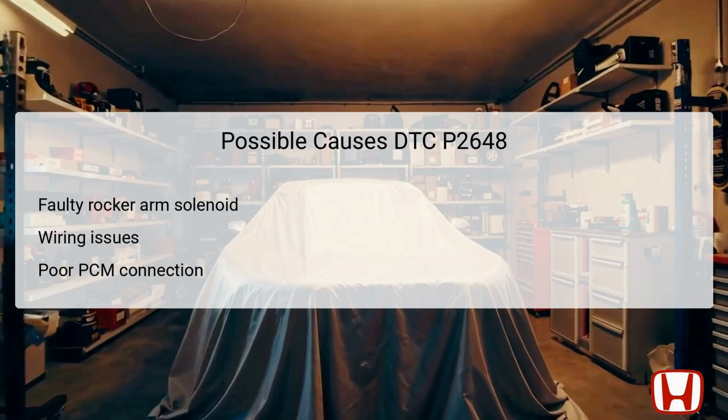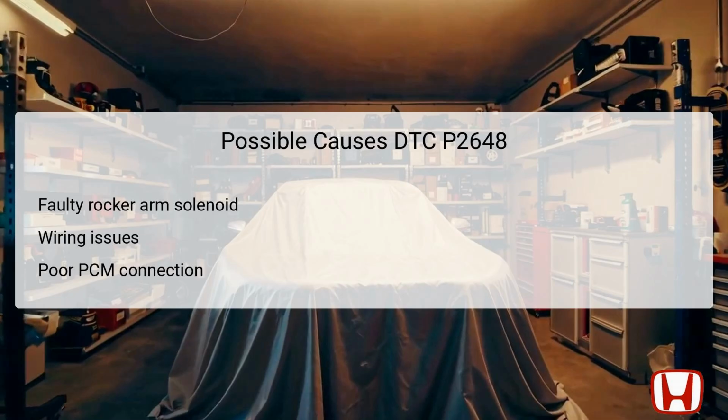Several causes can lead to the DTC P2648 occurrence. A faulty rocker arm solenoid may fail to operate correctly, restricting oil flow necessary for the operation of rocker arms. Alternatively, wiring issues such as shorts, frays, or open circuits can prevent adequate voltage from reaching the solenoid.